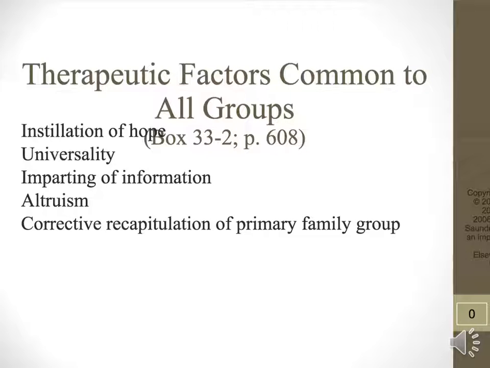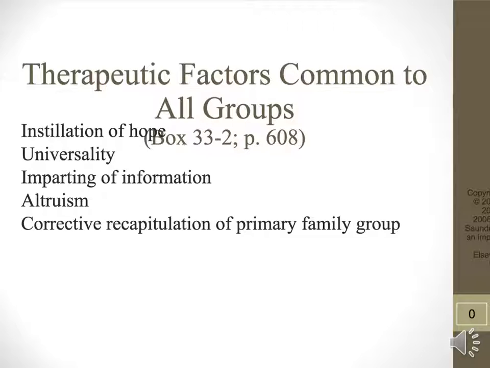Universality. This is where you realize that you are not the only one with this issue when you're meeting in these therapeutic groups, that there are others, that you're not the only one that has these feelings or thoughts or any type of problems. Imparting information, this is where they're going to get teaching from their peers, the person leading the group, and so forth. Altruism, this is where they're going to get something from giving support to others, and this is actually going to help them to improve their own self-worth, self-value.